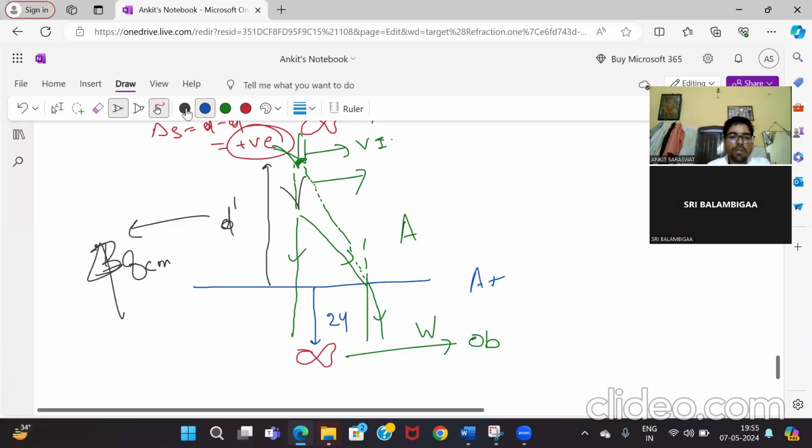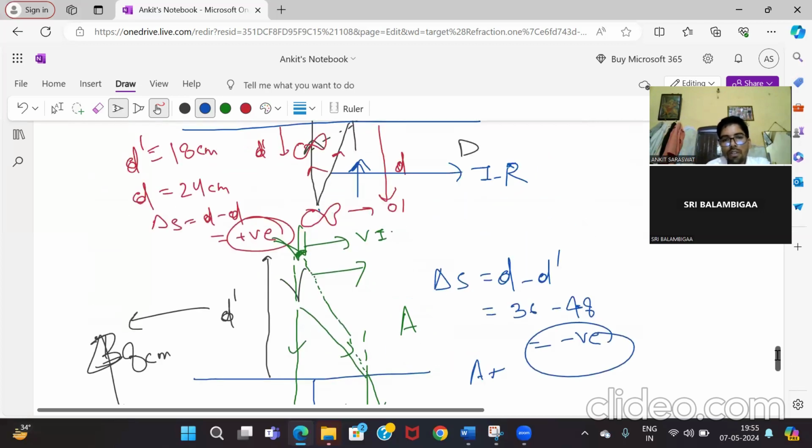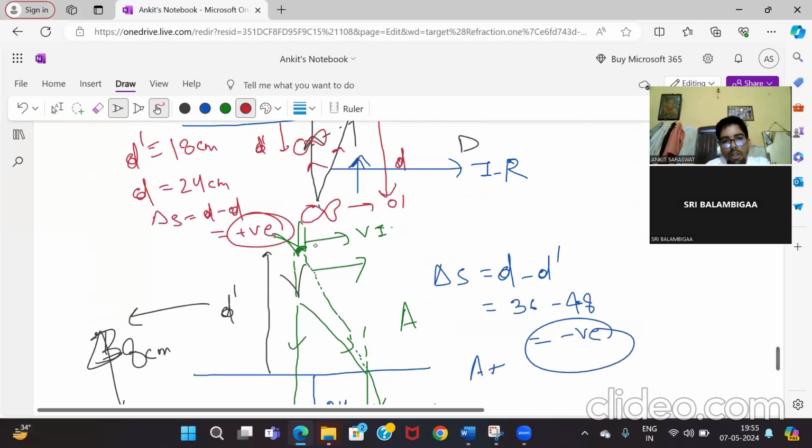See, in this question the shift, delta S, is how much? D minus D dash. D is how much? Actually the bird is at a height of 36 centimeters, minus the apparent height 48. It comes out negative, and we already drew the ray diagram. If you don't know the ray diagram, then always calculate the shift. Delta S is negative, which means it is going to shift in the opposite direction of the incident ray.